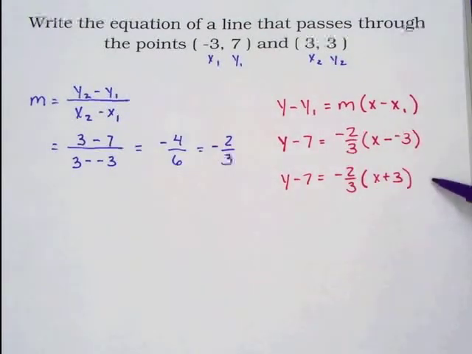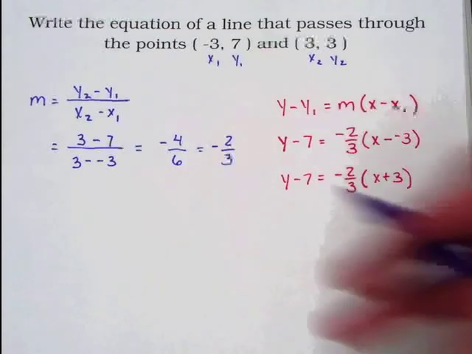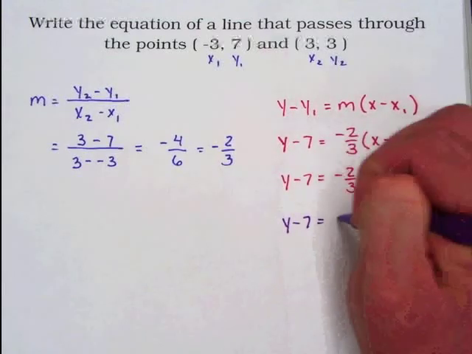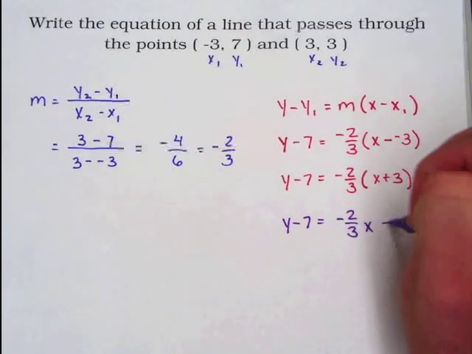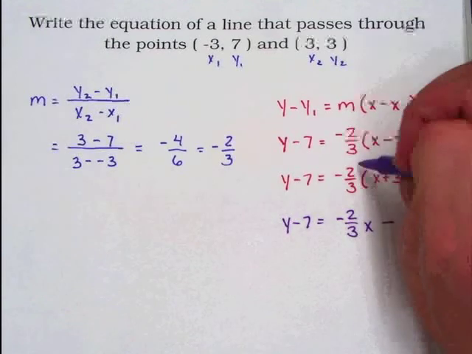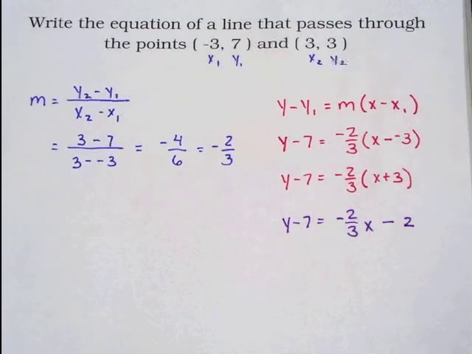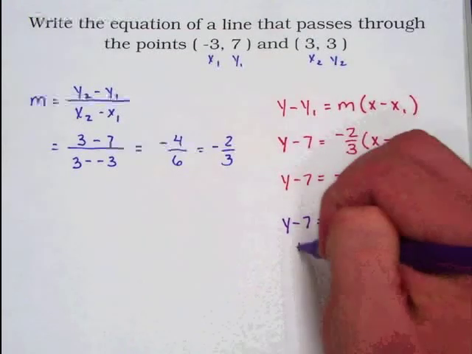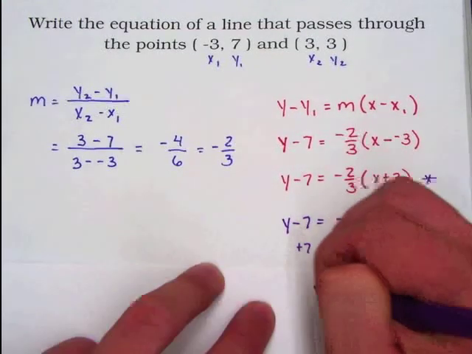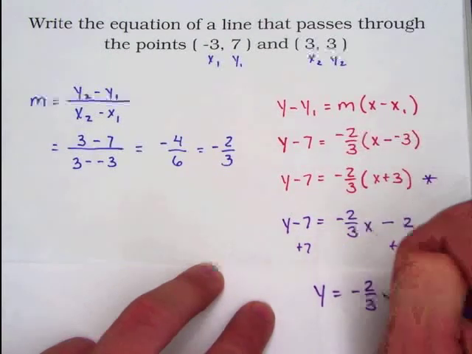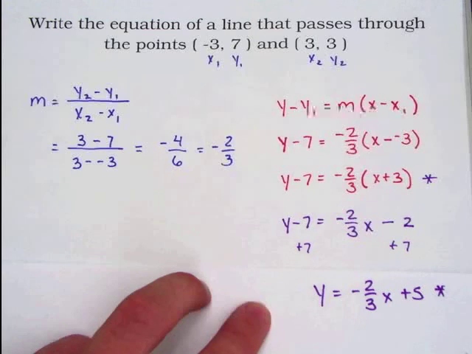Here I have written the equation of a line that passes through the points (-3, 7) and (3, 3) in point-slope form. If I want to convert this equation into slope-intercept form, I simply need to solve for y. To do this, I will use my distributive property. Y minus 7 equals negative 2/3 x minus 2. My final step will be to add 7 to both sides of my equation. I get y equals negative 2/3 x plus 5. I now have the equation of the line in both point-slope form and slope-intercept form.